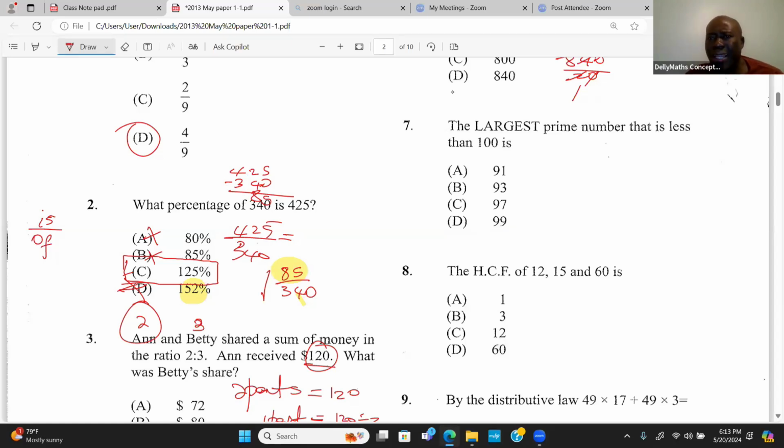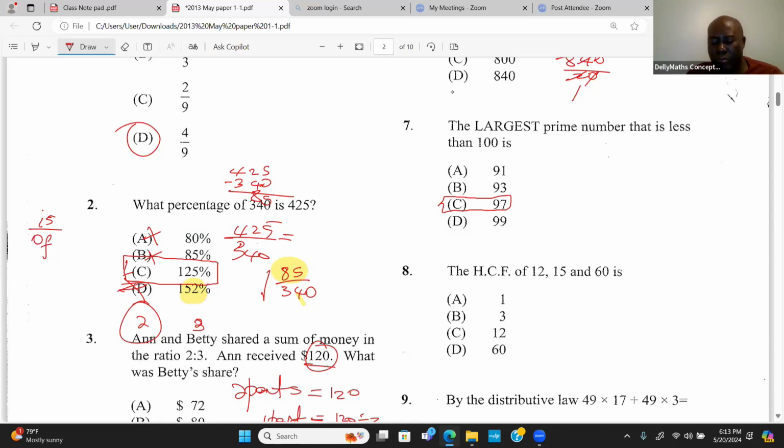All right, number 7, the largest prime number that is less than 100. This is something that everybody would know. It's 97. So what we want is 97.